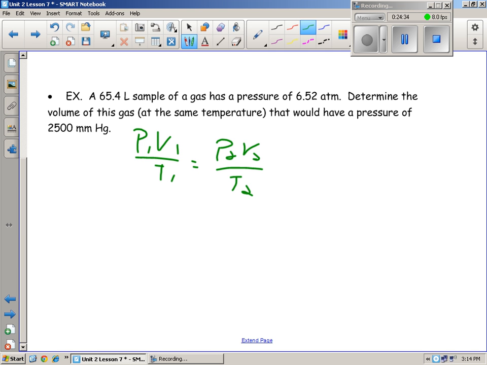Determine the volume of this gas at the same temperature. Temperature staying the same, so I would get rid of probably the temperature if I were you. Yeah? That, of course, is Boyle's law, you would say. Yes? Pressure and volume. Right? So there's Boyle's law. Fine. What's the biggest problem with this question? Can I just stick numbers in? Good to go?